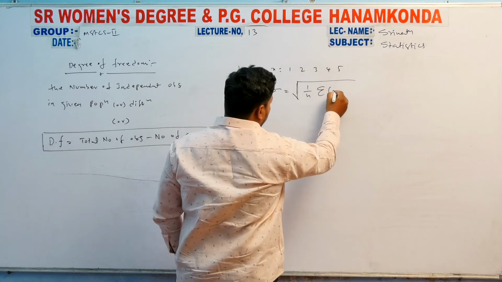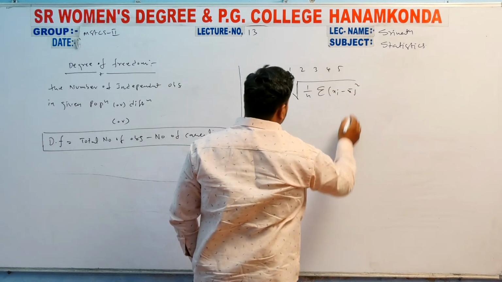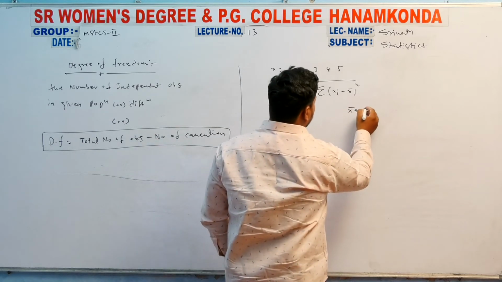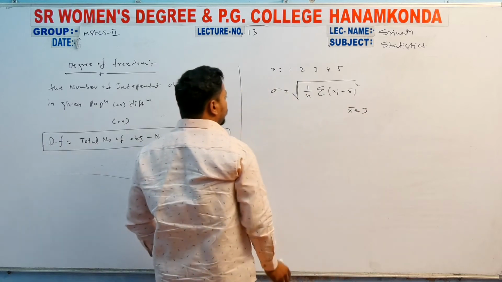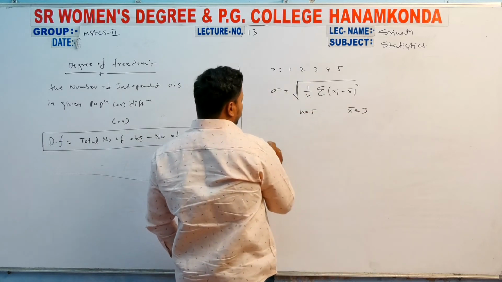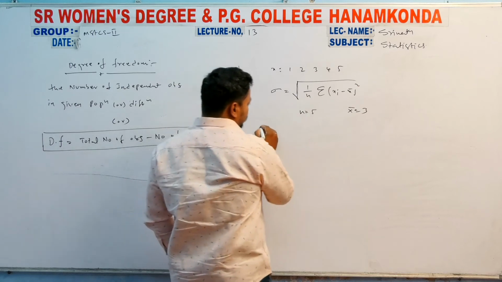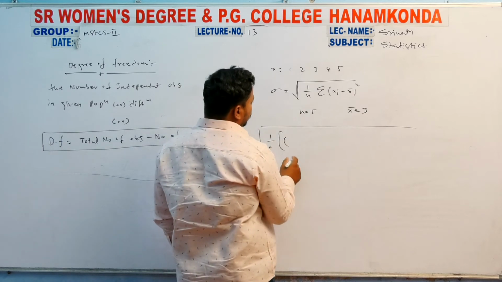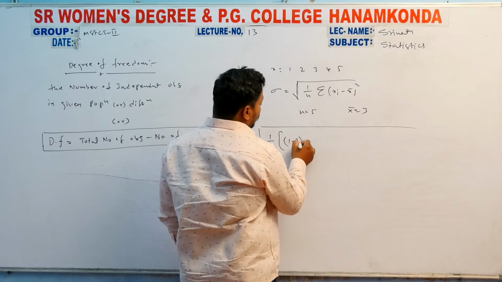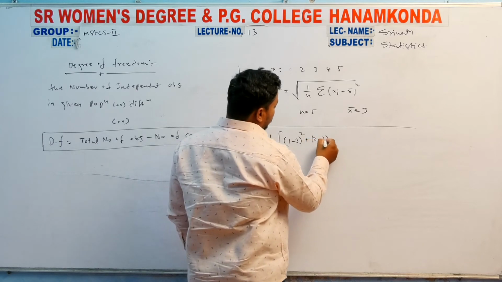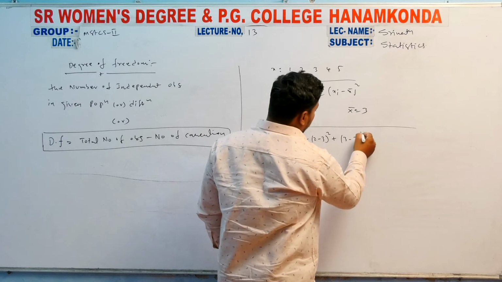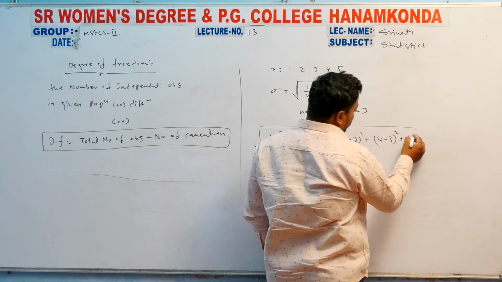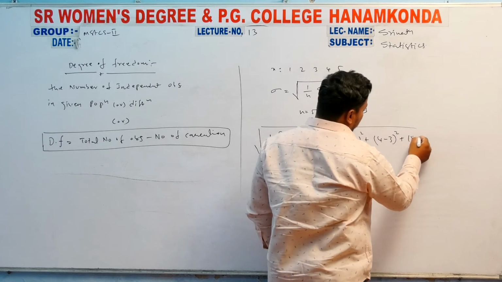One by n summation xi minus x bar whole square. X bar value is 3 and small n is equal to 5. You can write 1 by 5 and 1 minus 3 whole square plus 2 minus 3 whole square plus 3 minus 3 whole square plus 4 minus 3 whole square plus and 5 minus 3 whole square.